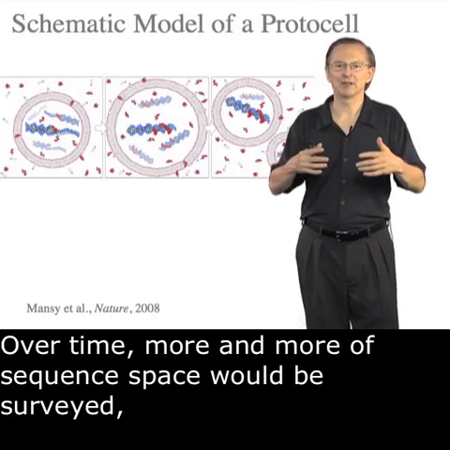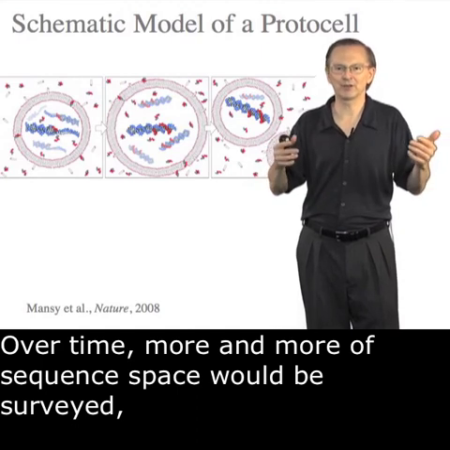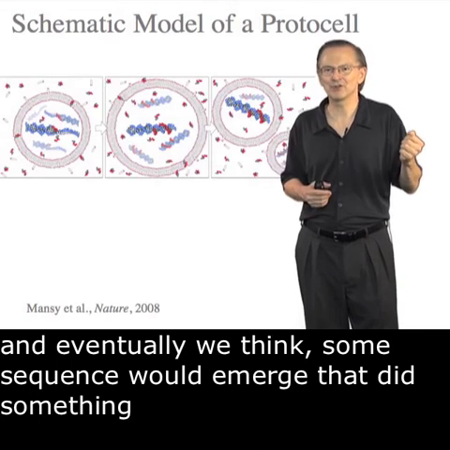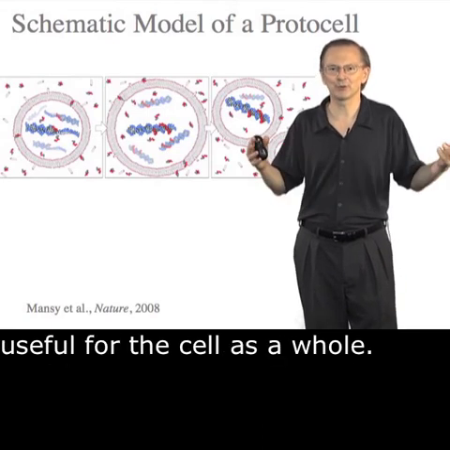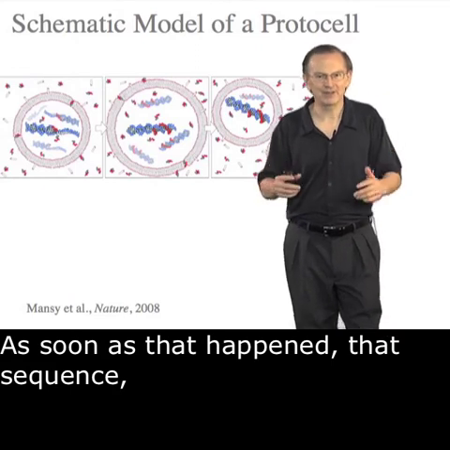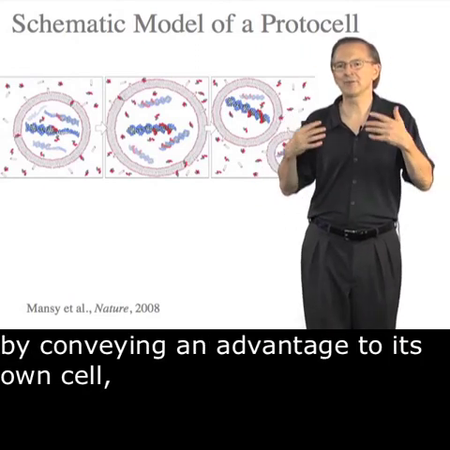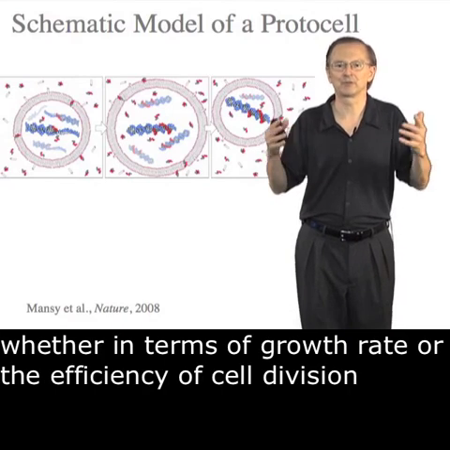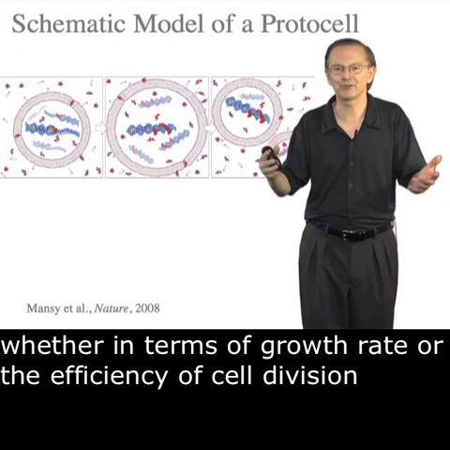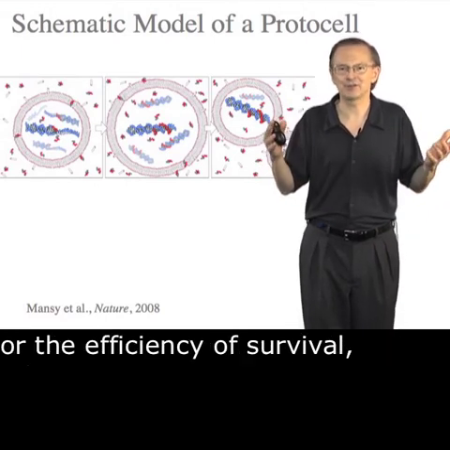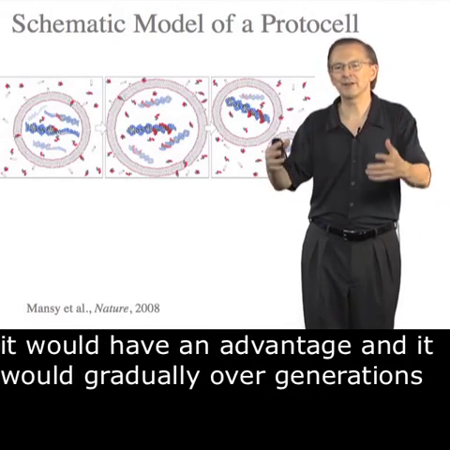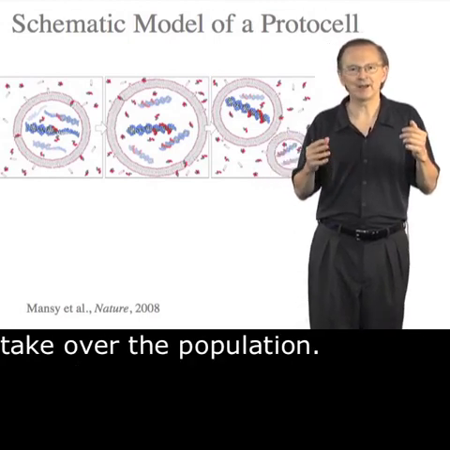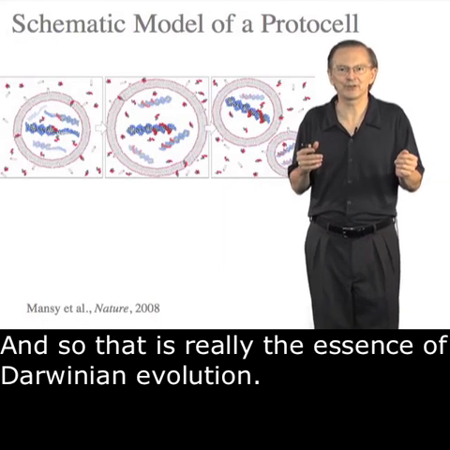Over time, more and more of sequence space would be surveyed, and eventually, we think, some sequence would emerge that did something useful for the cell as a whole. As soon as that happened, that sequence, by conveying an advantage to its own cell, whether in terms of growth rate or the efficiency of cell division or the efficiency of survival, would have an advantage, and it would gradually, over generations, take over the population. And so that is really the essence of Darwinian evolution.